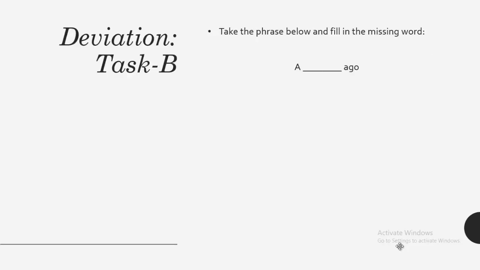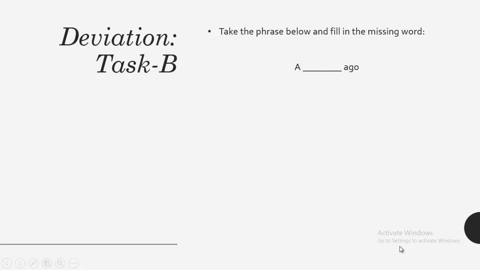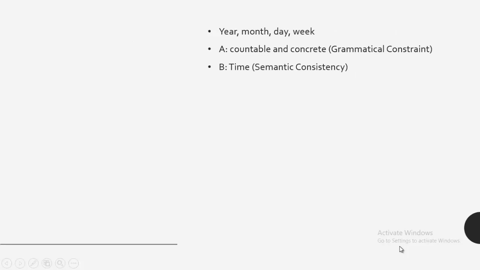And then you can see, because of the word ago, you have to write something related to time, because ago is a word related to time. So because of semantic consistency, because of the meaning of this word ago, you have to write something which is related to time. If you want to keep that phrase, a dash ago, semantically consistent, you have to write something related to time. That's why you thought of year or month or day or week to fill in the blank.